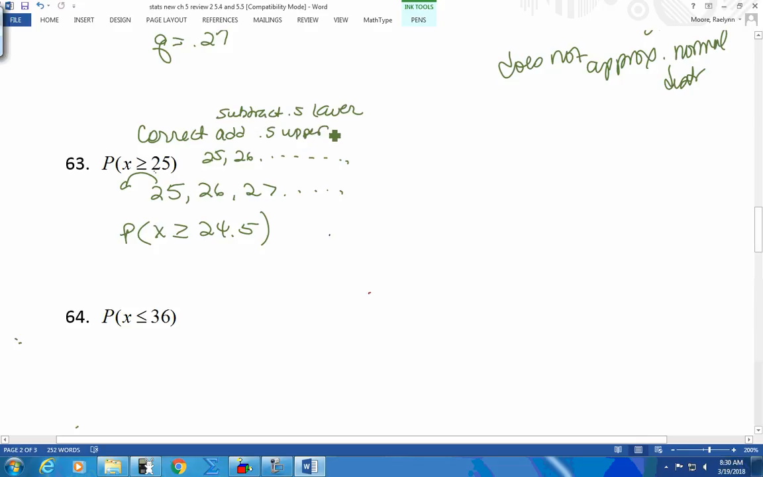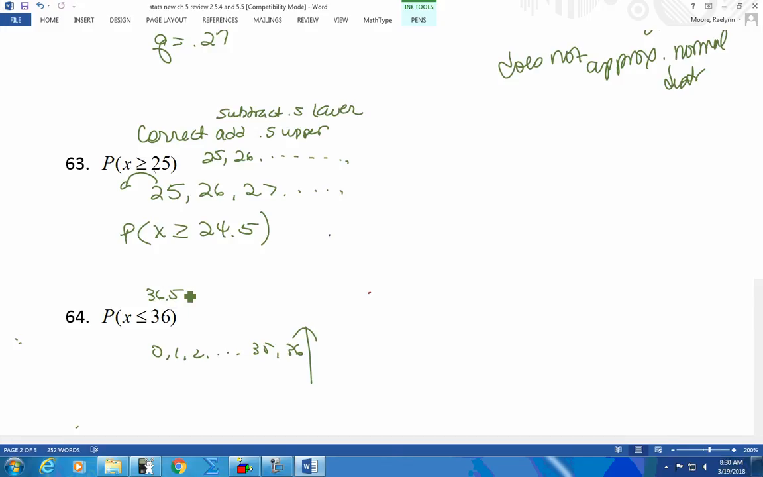So let's take this one. What numbers can I use for this? If x is less than or equal to 36. Well, okay, so what numbers can I use? 0, 1, 2, 3, up to 35, 36. Can I go any further? No. So this is my upper end. Add 0.5. That's your correction for continuity. That's all you have to do.